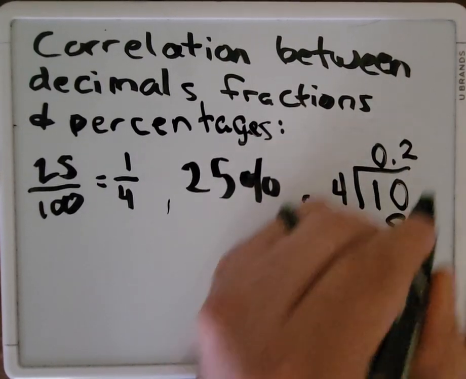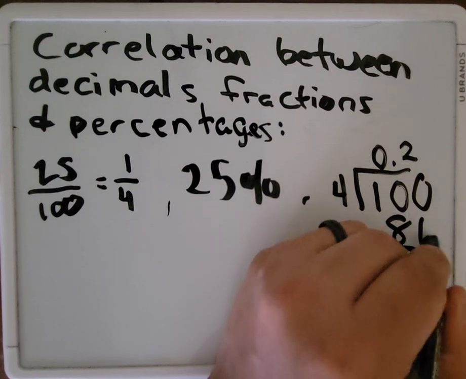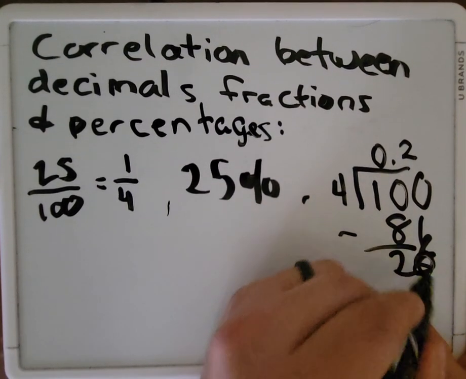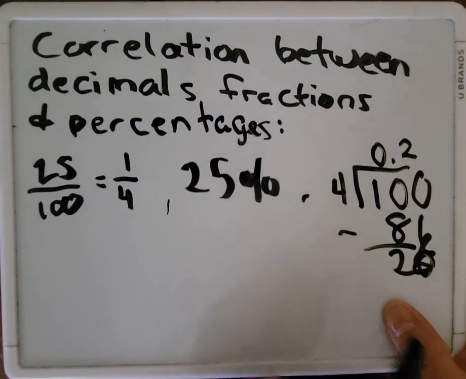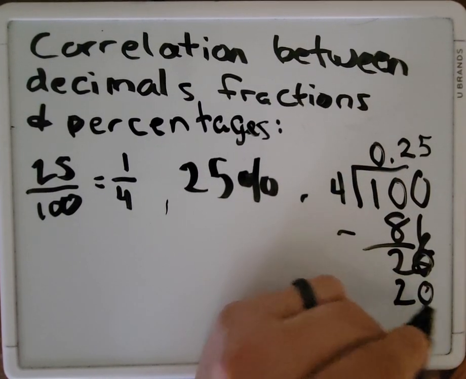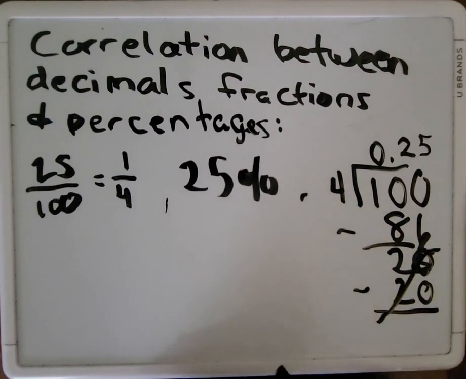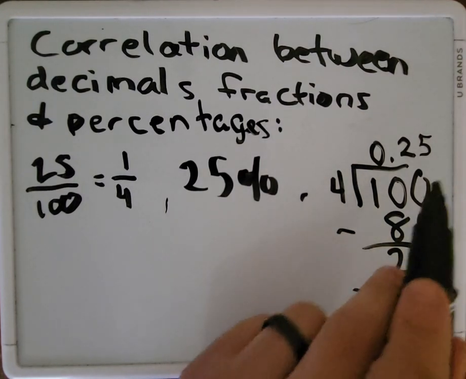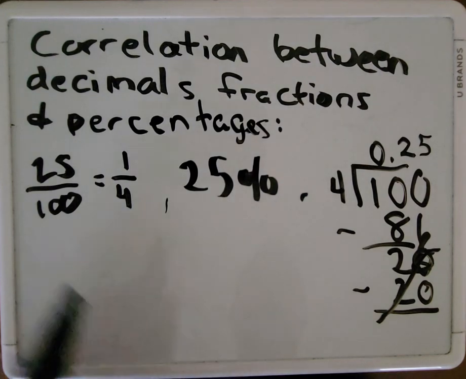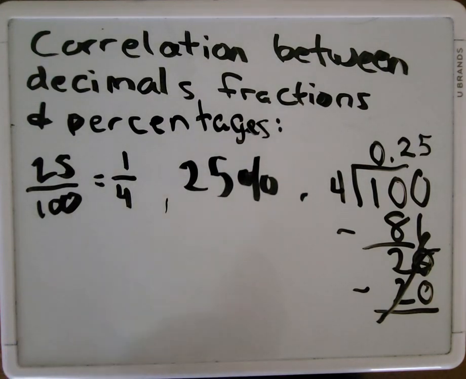That leaves you with 2. Bring down the 0. Now it's going to be 20. 4 can go into 20 5 times. So our decimal answer is going to be 0.25. Our percentage is going to be 25%, and our fraction is going to be 1 over 4.